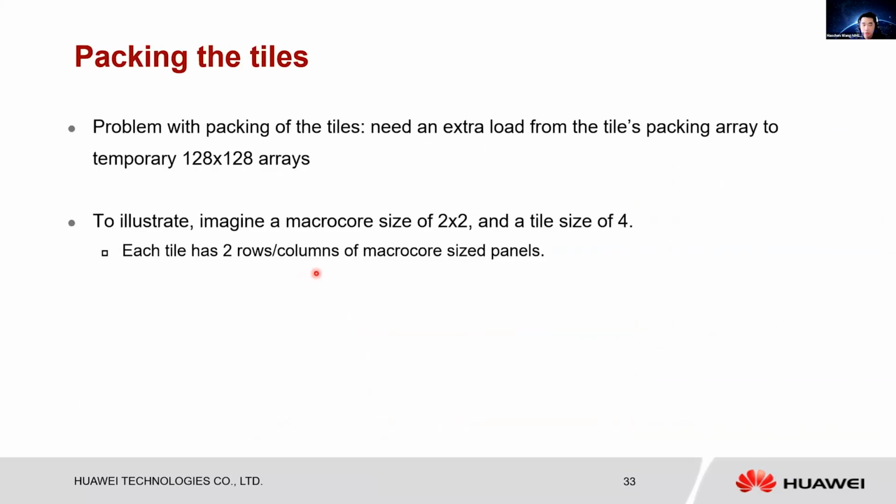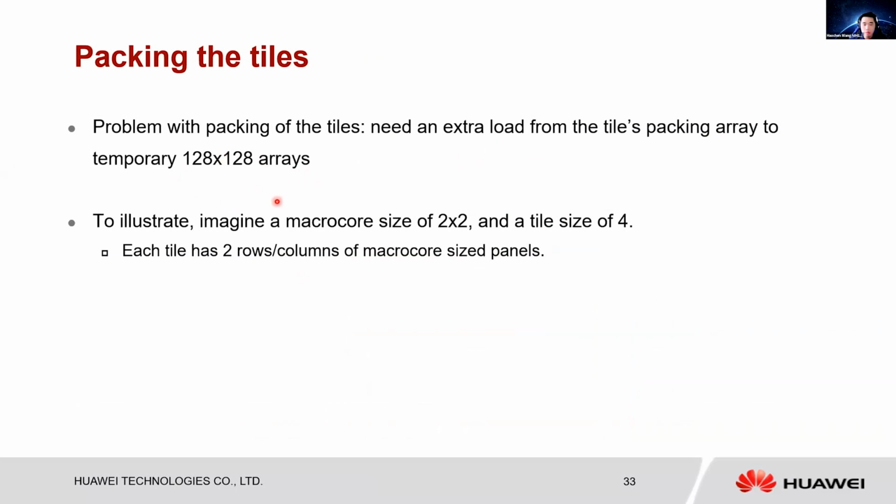But there's a final issue remaining. If we just pack them in the naive way, we're faced with an extra load from the tiles packing array. We call them A pack and B pack. And remember, we had to call the first version on 128 by 128 arrays for cache friendliness, but there's an extra load needed from the packing array to the temporary arrays.